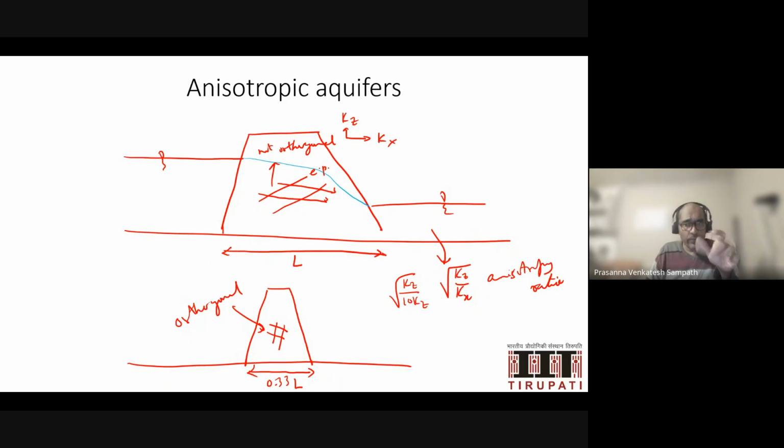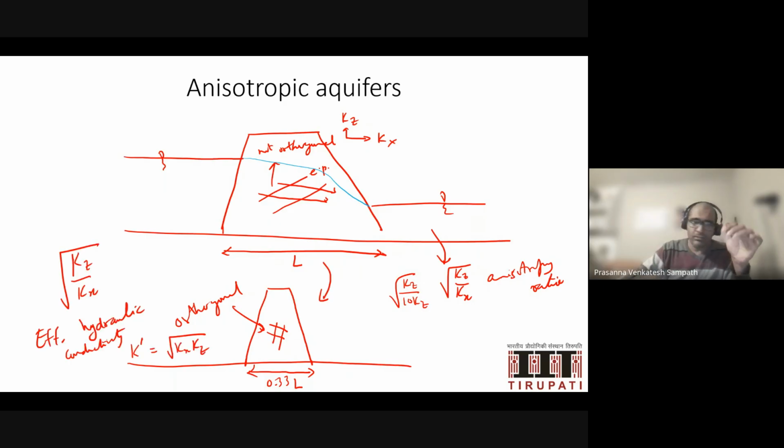Now when you modify the system, you also have to modify the hydraulic conductivity of this particular medium, and that effective hydraulic conductivity is given by K prime. It's no longer Kx and Kz. It's this new effective hydraulic conductivity K prime, which is the square root of Kx times Kz. Again, that's sometimes referred to as the geometric mean of these two hydraulic conductivities.